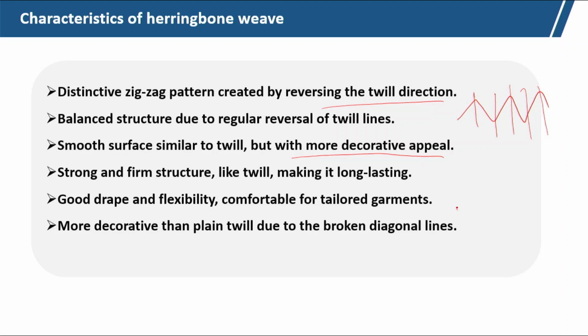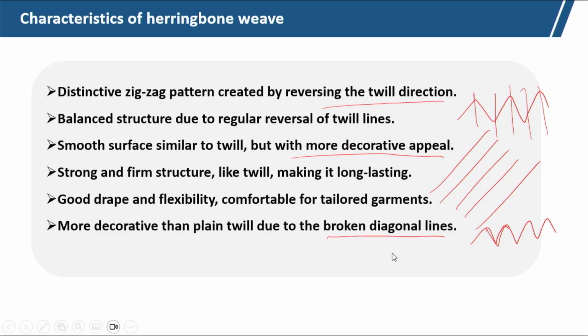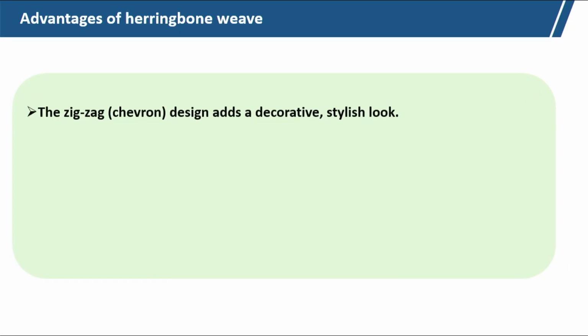So, in twill line, as I have mentioned, the lines are going diagonally, okay. But here it is more decorative line. So, we can get it in the broken diagonal line. The advantages here, we can get the zigzag design adding decorative and stylish look. Okay. This chevron design gives basically decorative and stylish look.